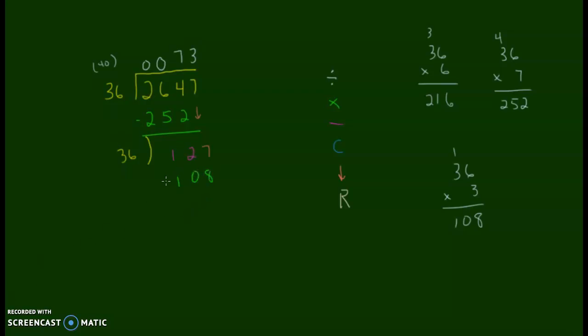Our next step is to subtract. 7 subtract 8. Can't do that, so we're going to borrow from the 2. 17 subtract 8 is 9. 1 subtract 0 is 1. So we compare. 19 is less than 36. There's nothing else to bring down, so our remainder is 19. So 2,647 divided by 36 equals 73, remainder 19.